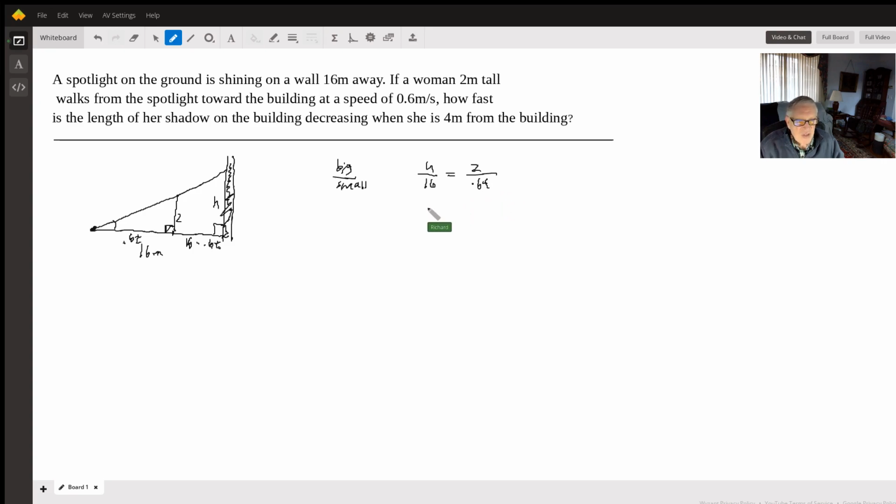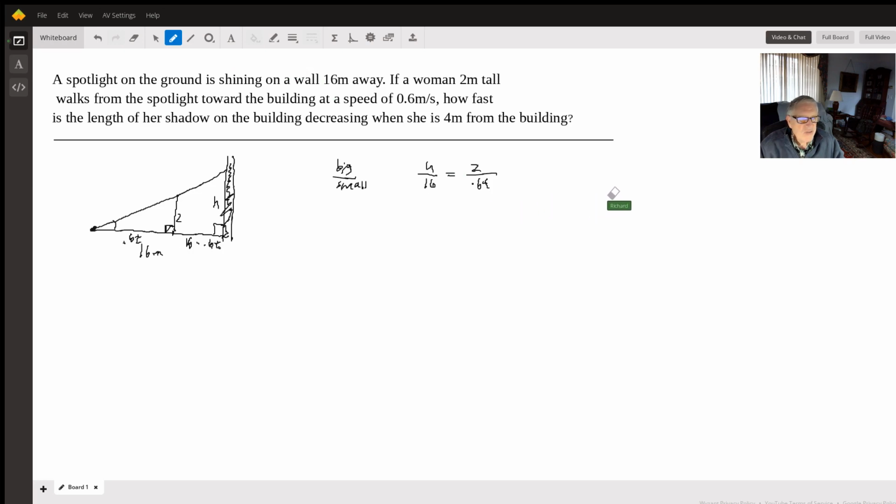Now we'll just solve this for h. We'll write h as a function of t here. So just cross multiply, you're going to get 32 times 0.6t, and then we'll simplify that to 160. I'm sorry, h. Let's redo that step.